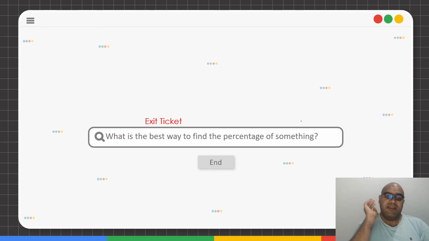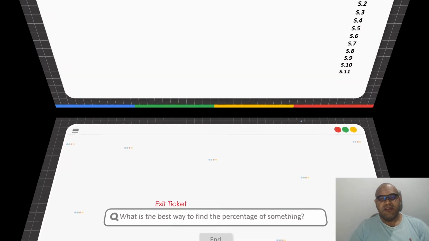Guys, what is the best way to find the percentage of something? This is a personal question, okay? There is no single answer because my answer, Mr. Romeo, is different than yours. Or could be equal, no problem. But right now, guys, return to the question at the beginning and write down what is the best way to find the percentage of something to you. Great. I hope you write this down in your journal. Remember how to do it.